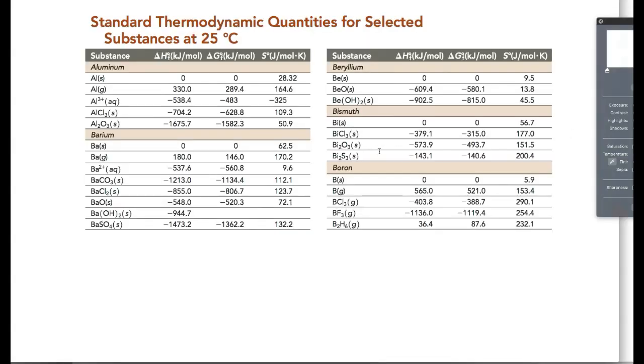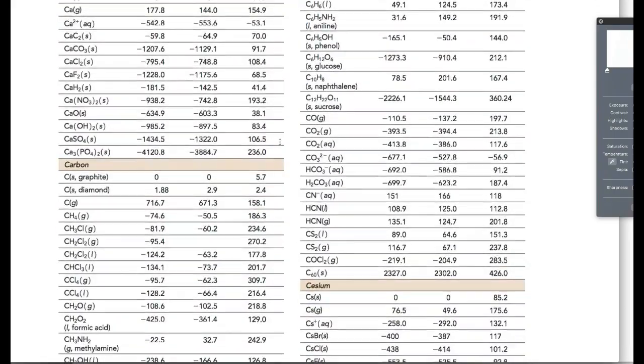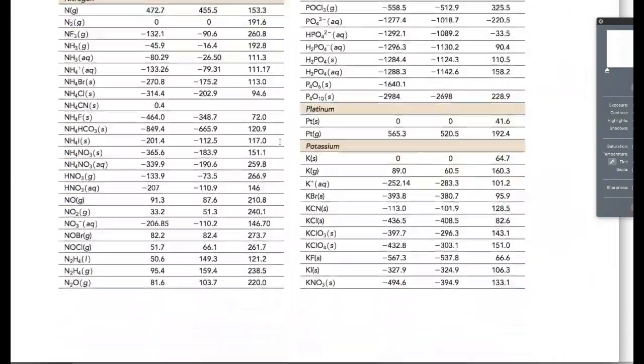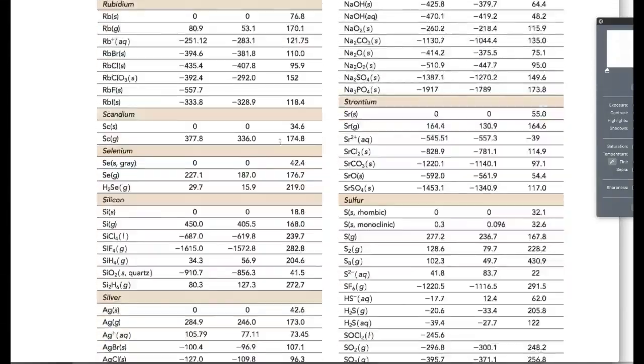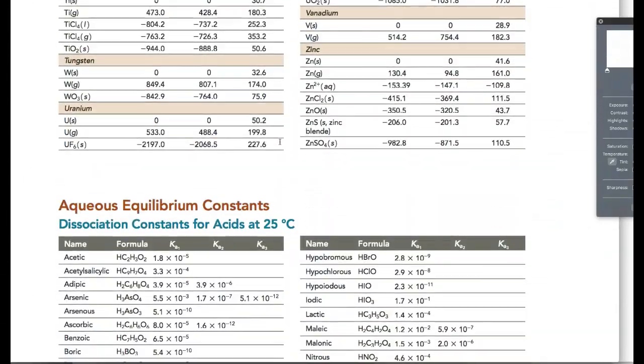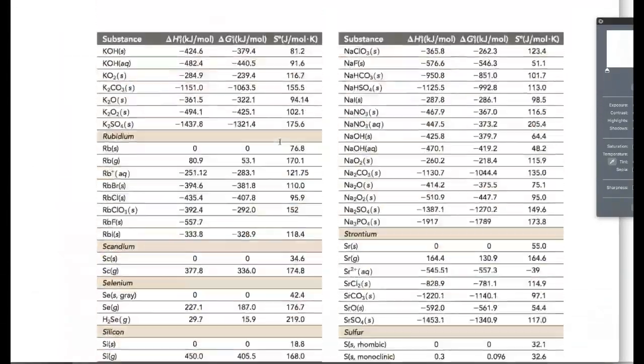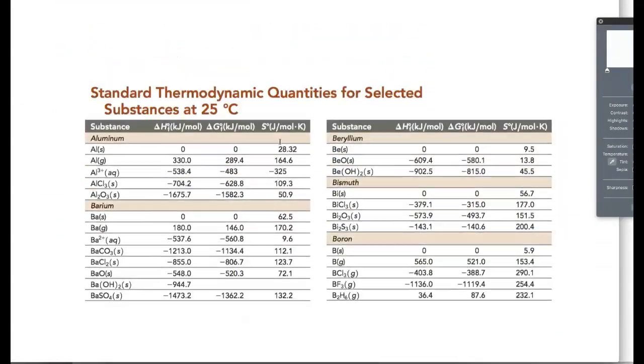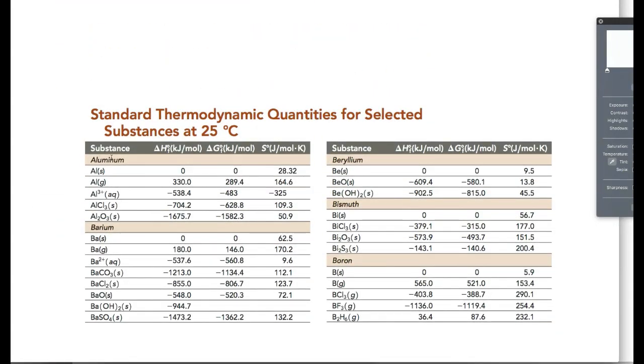Now this table is a little difficult to use because notice this is a huge table. Here's page 1. Here's page 2. Page 3. Page 4. Wow, it's longer than I thought. Page 5. Page 6. It's a 6-page table. Now notice that it's organized alphabetically. Here we have aluminum substances, here we have barium substances, beryllium, bismuth, boron.